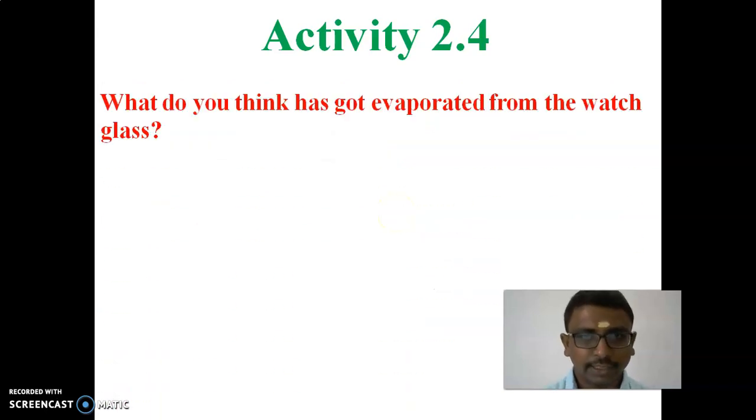So let me see some questions in that. With those questions you can easily understand the concept. So what do you think has got evaporated from the watch glass? What do you think about that evaporation?